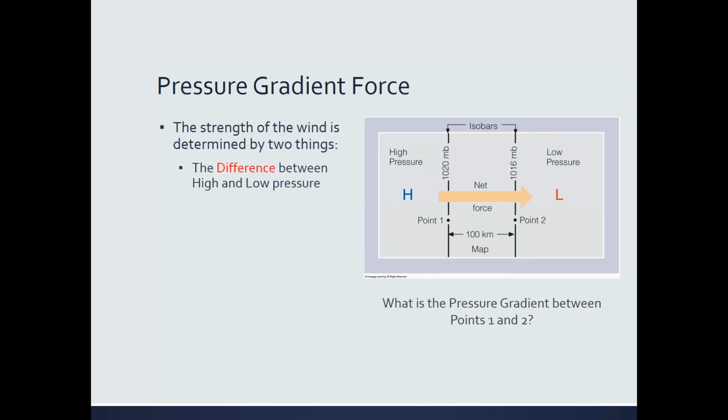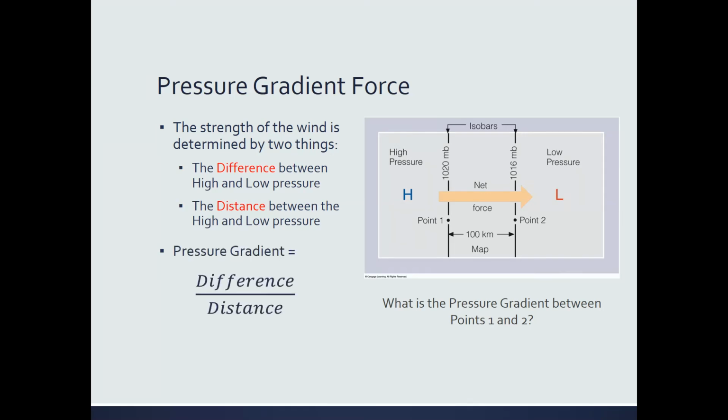These 2 things are the difference between high pressure and low pressure, how different the air pressure is between these two, and the distance between the high pressure and the low pressure. So the difference between high and low, and the distance between high and low. Here's how they affect the wind. They affect the wind using this simple equation: pressure gradient equals difference divided by distance.